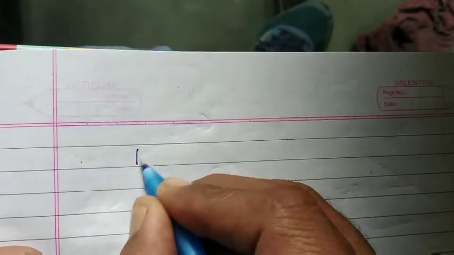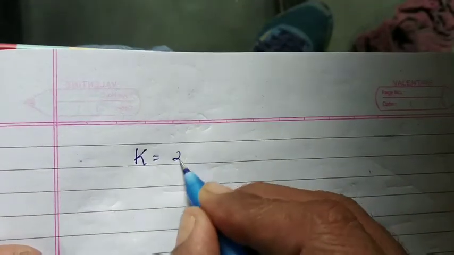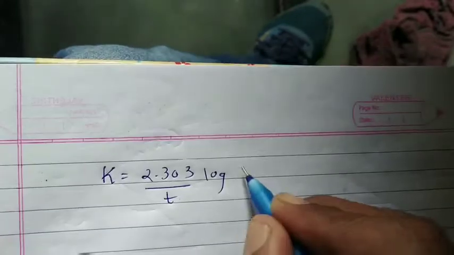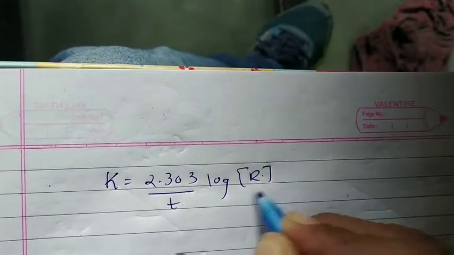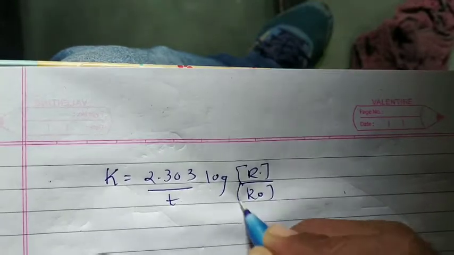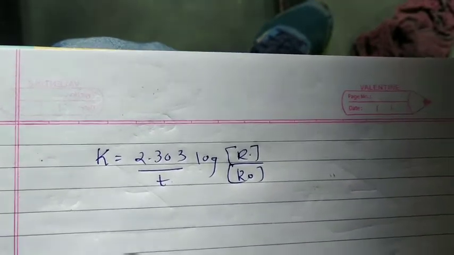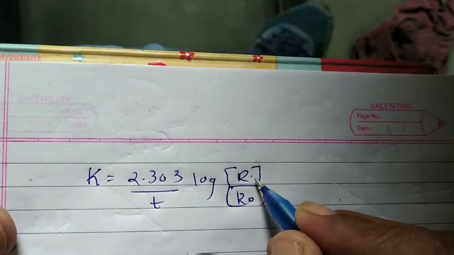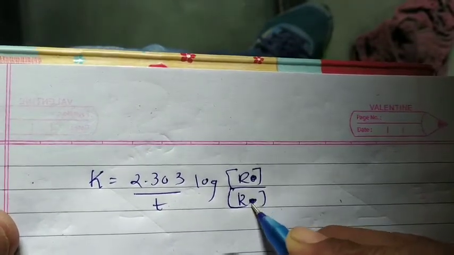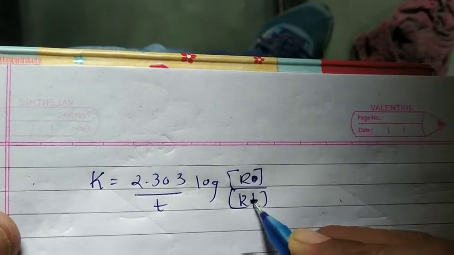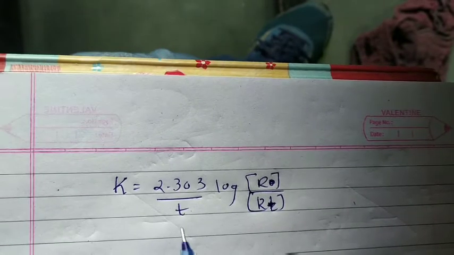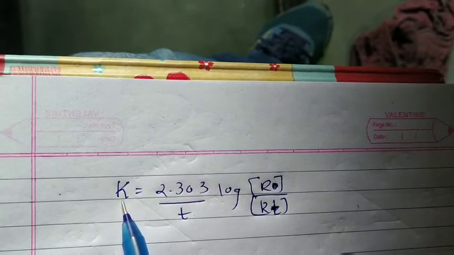Again I write k is equal to 2.303 by t log r0 by r, that is, log of initial concentration upon final concentration, so r0 by r or rt you can write. Now we want to find the value of this k.